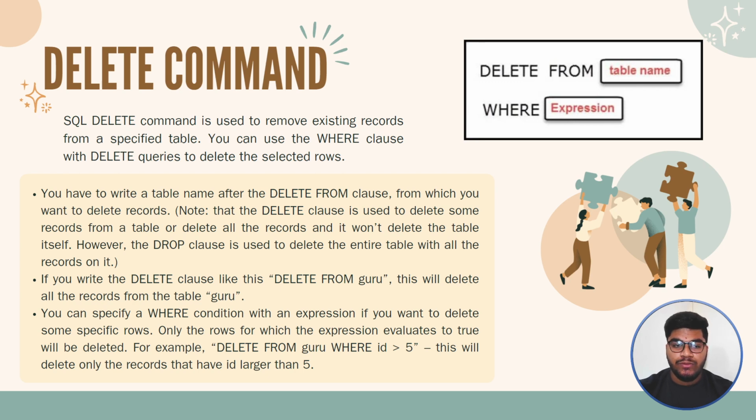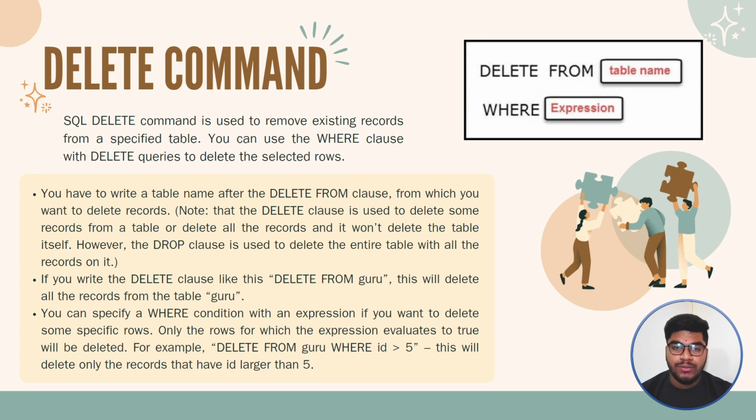We write the delete from clause for the table from which we want to delete the records. Note that the delete clause is used to delete only some of the records or all the records in the table. If you want to delete the entire table, we have to use the drop command. If you write delete from guru, this will delete all the records from the guru table. If you specify a where condition such as delete from guru where id greater than 5, it will delete only the records where id is greater than 5. So this is about the delete command.